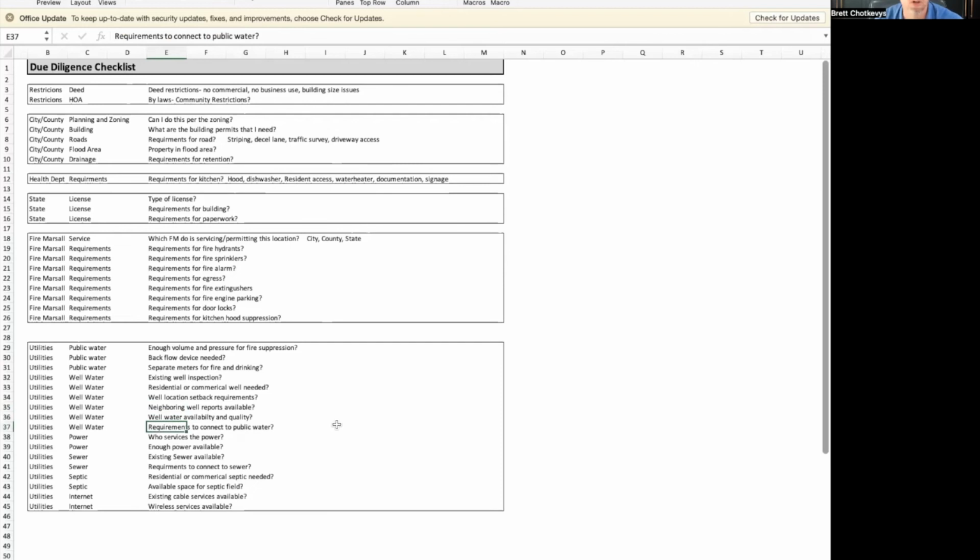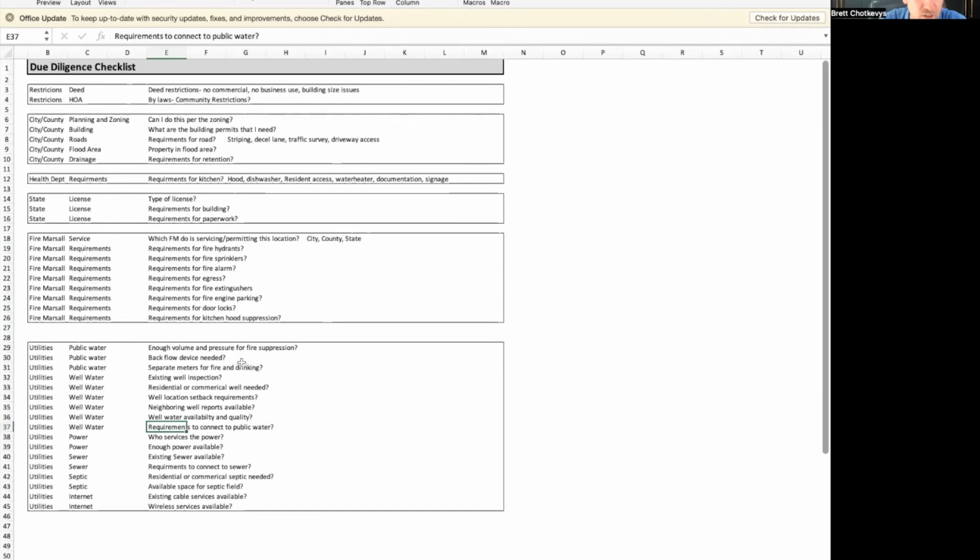And then other requirements. Are you allowed to do a new well there, or are you in some other jurisdiction, like the city or some other water company's jurisdiction, where they require you to connect to the public water? And again, is the public water right at the edge of your property, or is it way down the road and they make you bring a pipe way down the road, which can be really, really expensive?